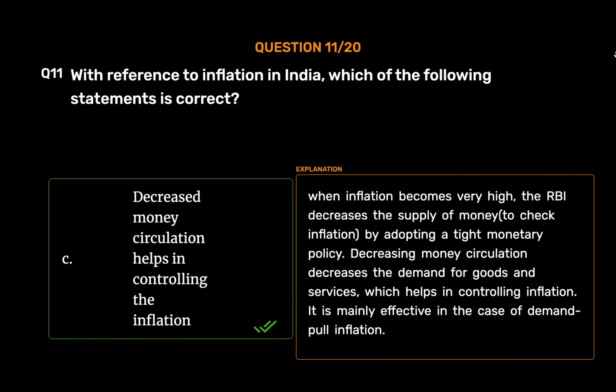When inflation becomes very high, the RBI decreases the supply of money to check inflation by adopting a tight monetary policy. Decreasing money circulation decreases the demand for goods and services, which helps in controlling inflation. It is mainly effective in the case of demand-pull inflation.